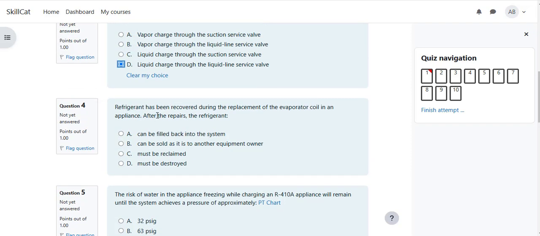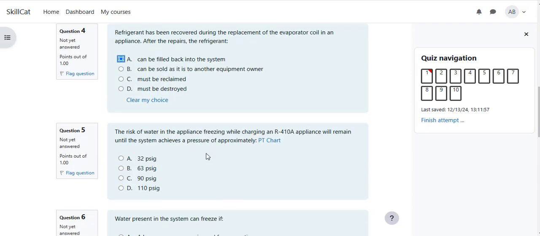A refrigerant has been recovered during the replacement of the evaporator coil in an appliance. After the repair, the refrigerant can be filled back in the system. Yeah, we fixed the evaporator so we can return it.